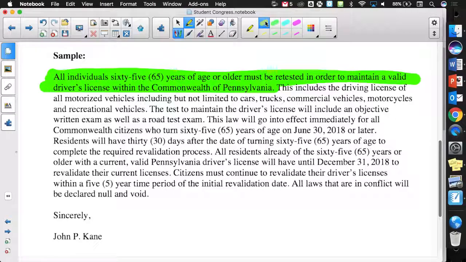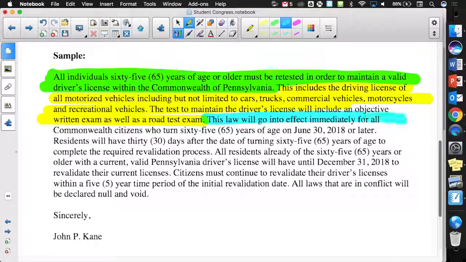Section two. This includes the driving license of all motorized vehicles, including but not limited to cars, boats, commercial vehicles, motorcycles, recreational vehicles. The test to maintain the driver's license will include an objective written exam as well as a road test exam. So that would be my section two. I've defined ambiguous terms. These are the license I'm talking about. This is what I mean by revalidating it.